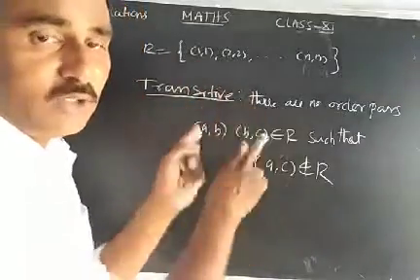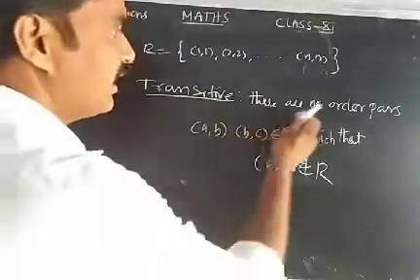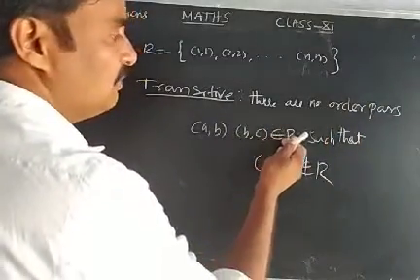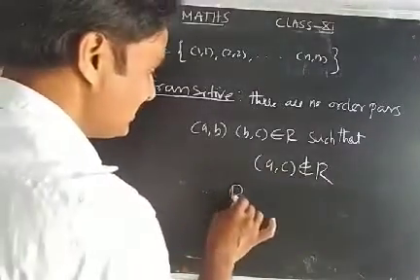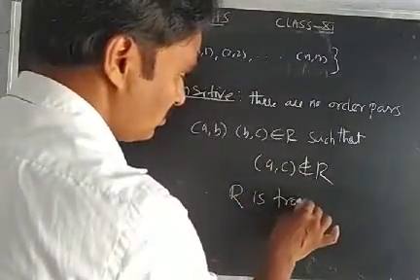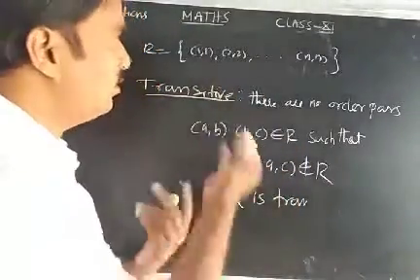For the symmetric property, we can write it in two ways. For transitive, only this way we can write. So there are no ordered pairs (a, b), (b, c) belonging to R such that (a, c) does not belong to R. Therefore R is transitive. If ordered pairs existed, then I would check, but ordered pairs do not exist, so automatically it is transitive.